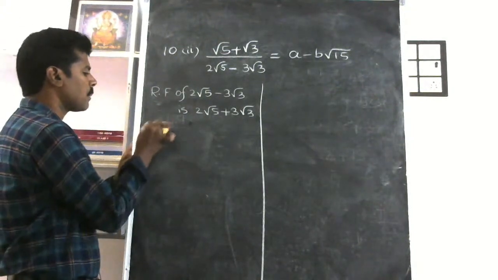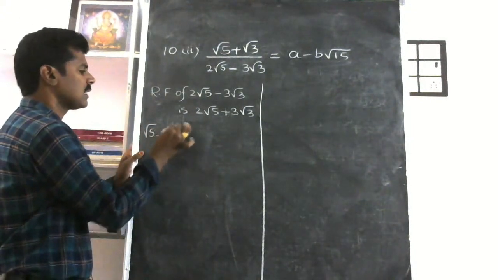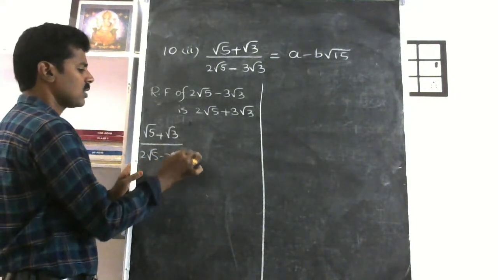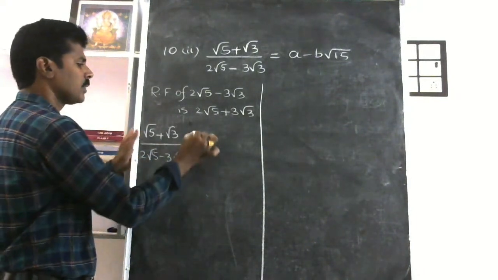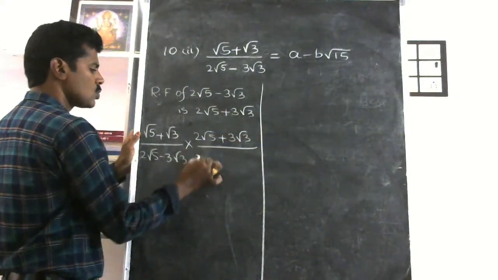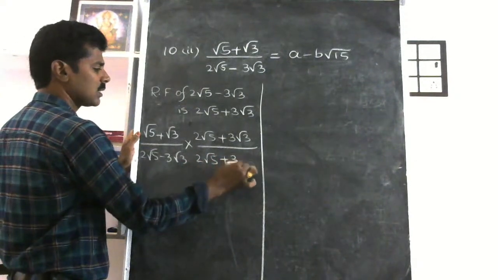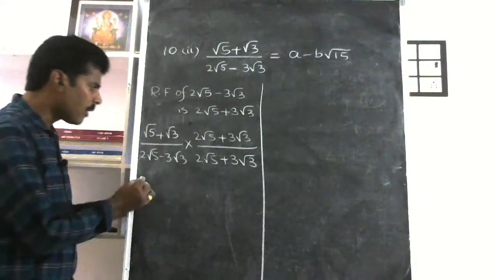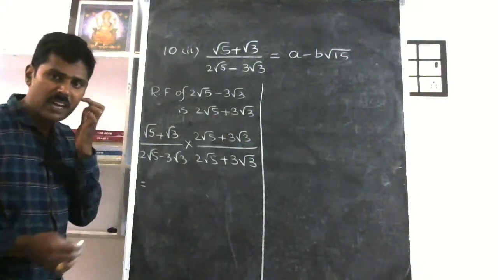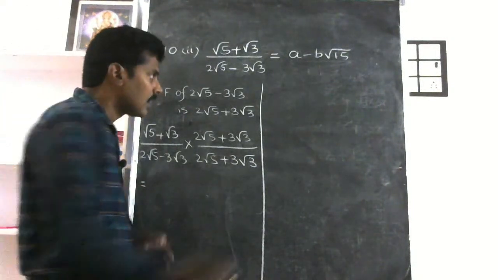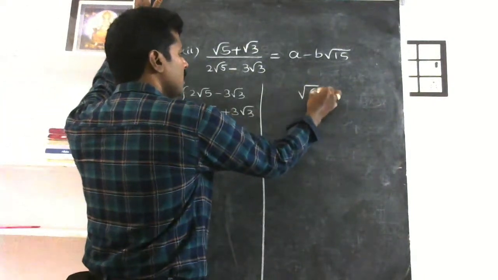So now I multiply the numerator and denominator, (root 5 plus root 3) by (2 root 5 minus 3 root 3), with 2 root 5 plus 3 root 3 by 2 root 5 plus 3 root 3. And the very important thing here, the simplest way, I will explain how to multiply with another example, and we will do the same.